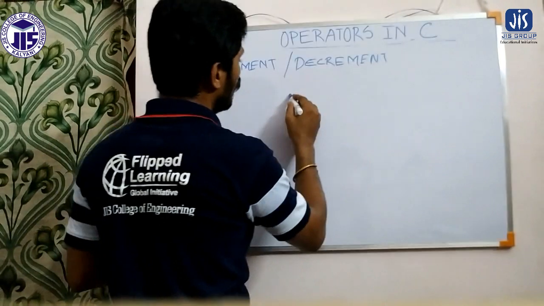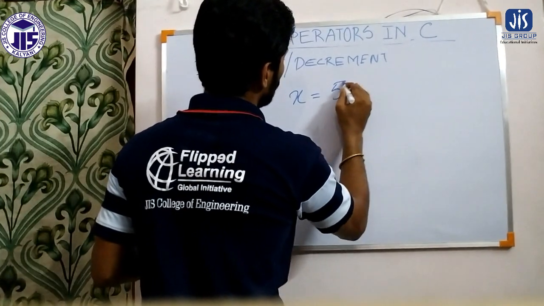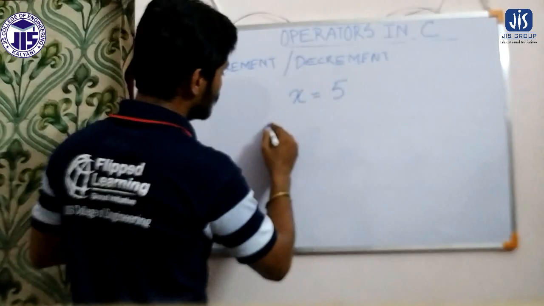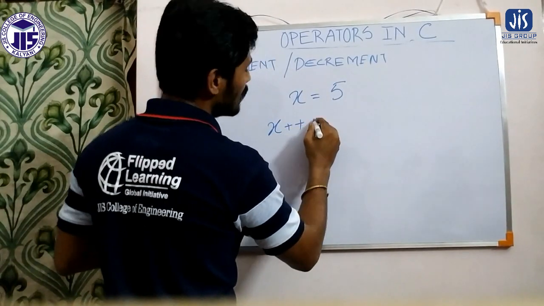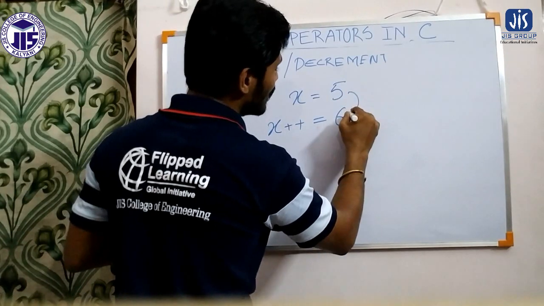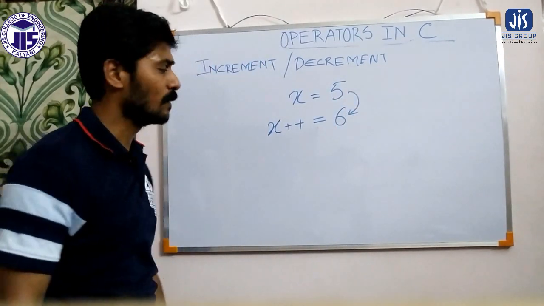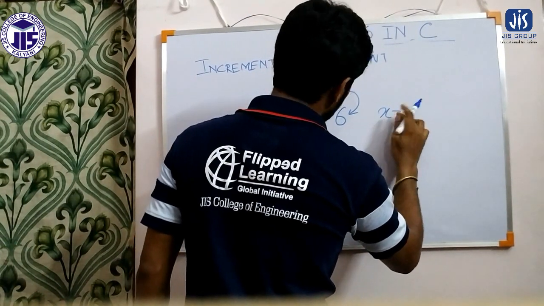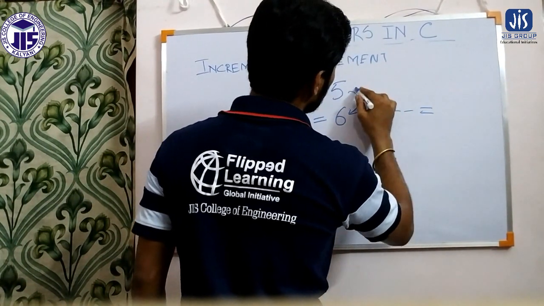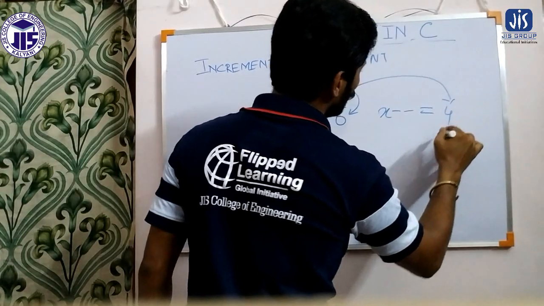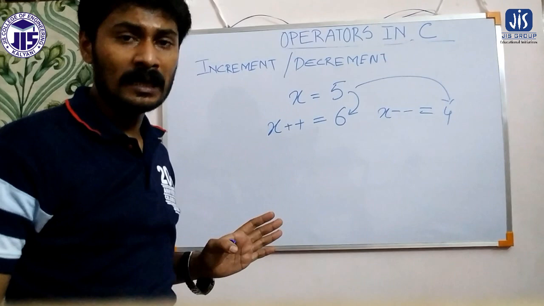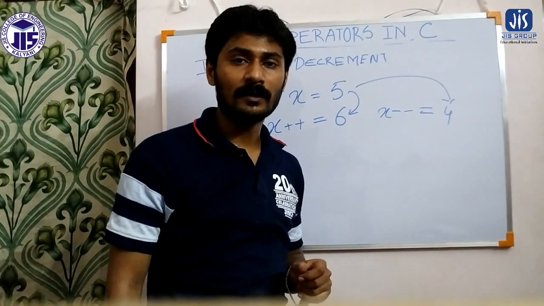For example, the value of x is 5. Now if I perform increment on that, that is x plus plus, the value of x will become 6. That means it will increase the value by 1. And if I perform x minus minus, then the value of x will become 4. That means it is decreasing the value by 1. So that is as simple as that, increment and decrement operator.